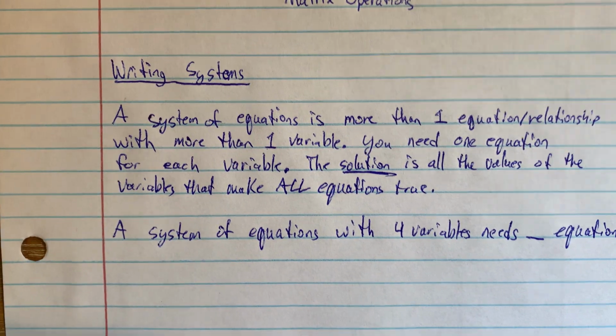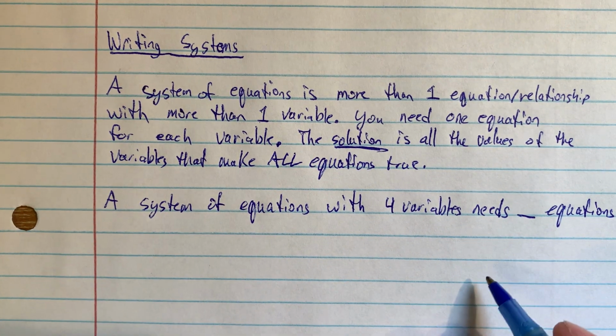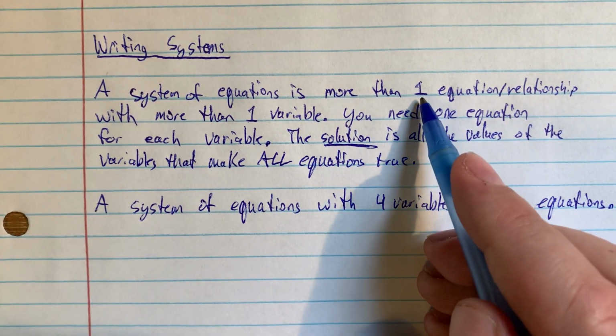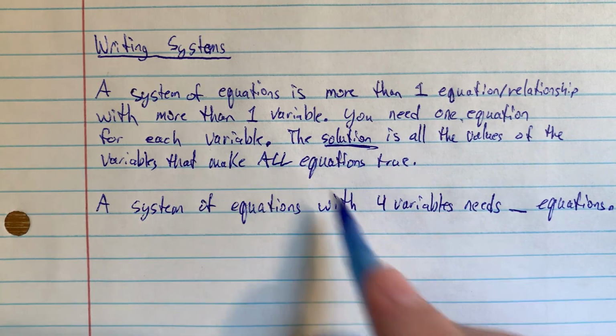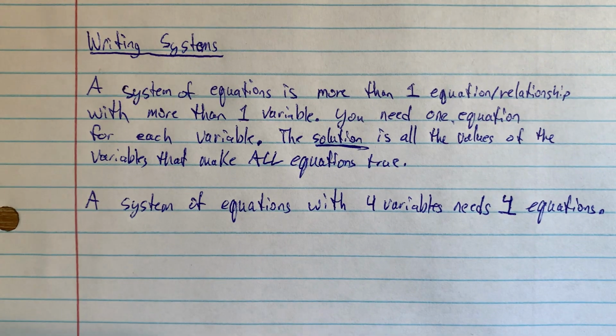So a system of equations with 4 variables needs how many equations to go with it? Well, you need one equation for each variable. So if you have 4 variables, you would need 4 equations. In Algebra 1, you largely just dealt with systems of equations that had 2 equations and 2 variables. In Algebra 2, we will almost entirely be dealing with systems of equations that have more than 2 variables.